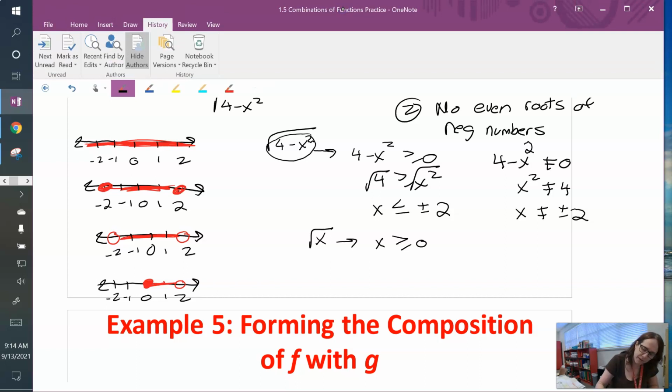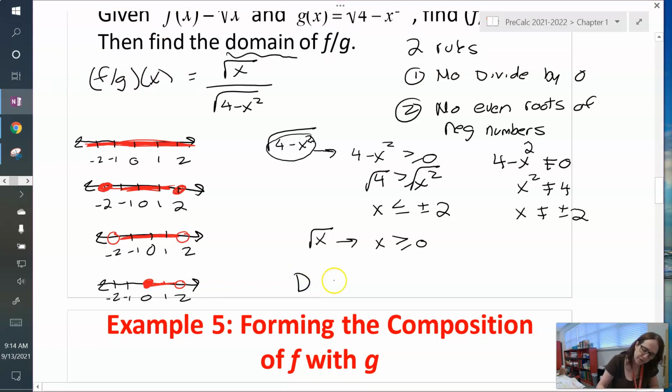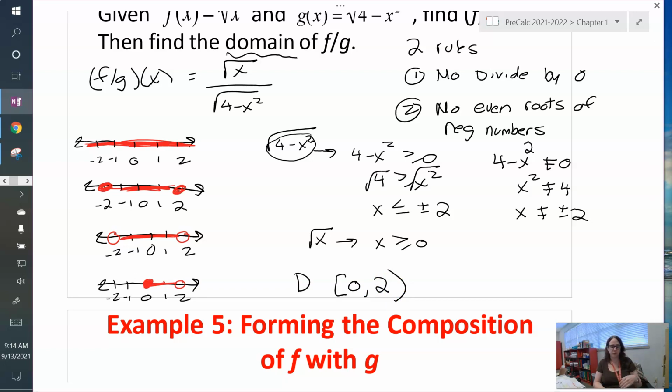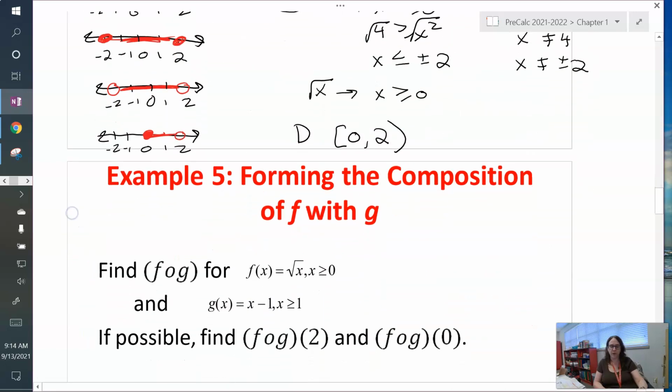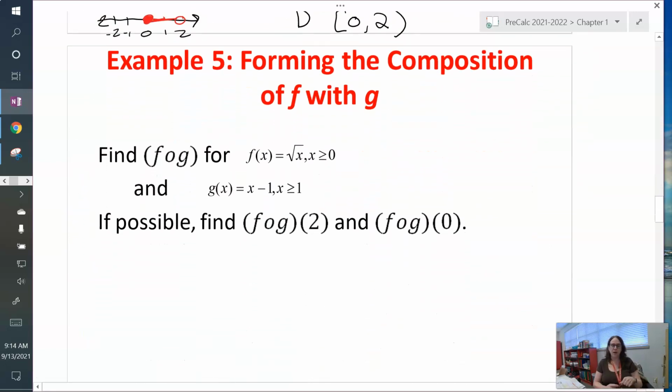So my domain starts at 0, which is included, ends at 2 not included. Okay? If it helps you, draw these pictures. So go ahead, draw those number lines if that helps you, but you don't have to do that. It's not required. Now we're going to form a composition of f with g.